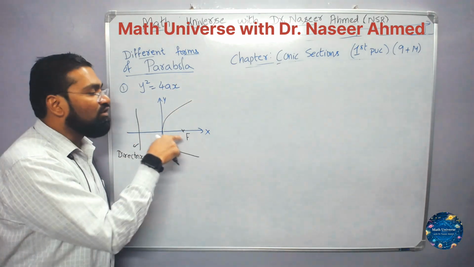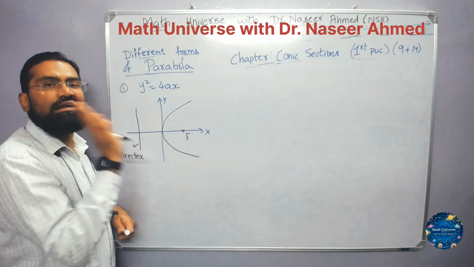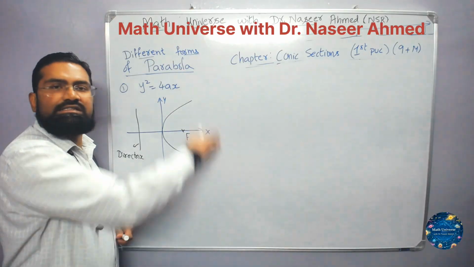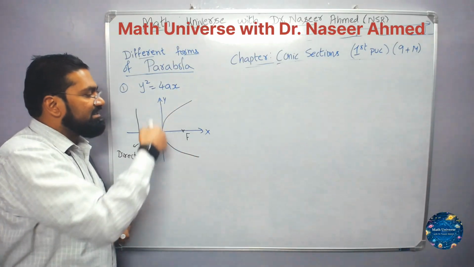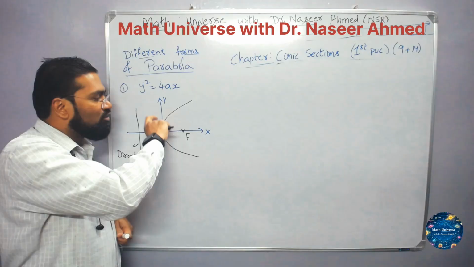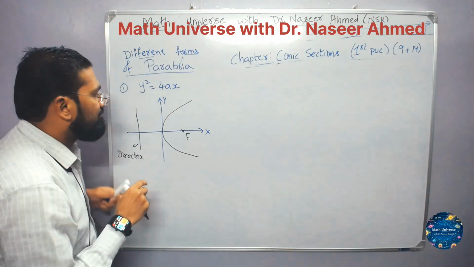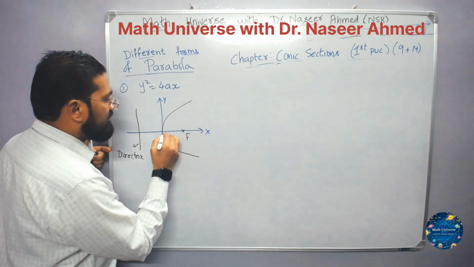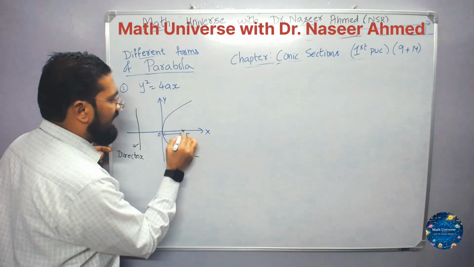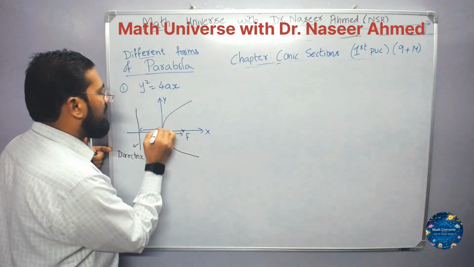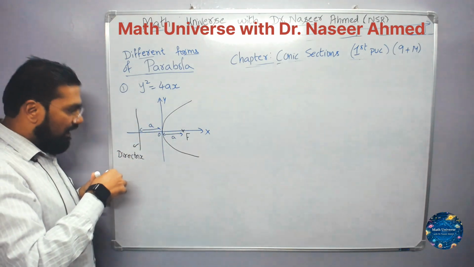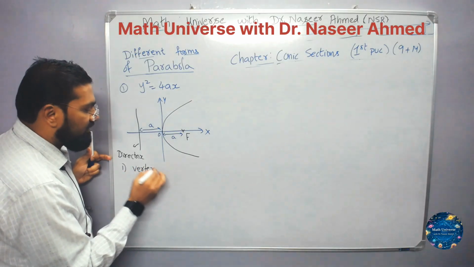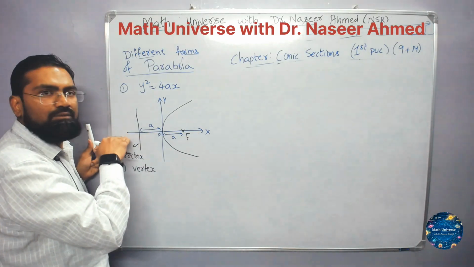Inside the mouth, focus is there. Opposite to the mouth, directrix is there. So as soon as you say opposite to the mouth, there is no question that the directrix is here, because this is the closing side of the mouth. Okay. Now, see carefully. As we know, this is the origin and this length is A, and this is also A. Now, first thing, what is the vertex of the parabola? Recall what is vertex? Point of intersection of axis of parabola and the curve.